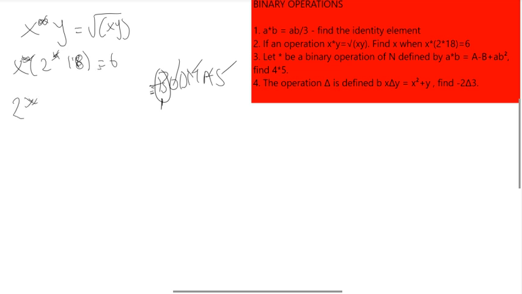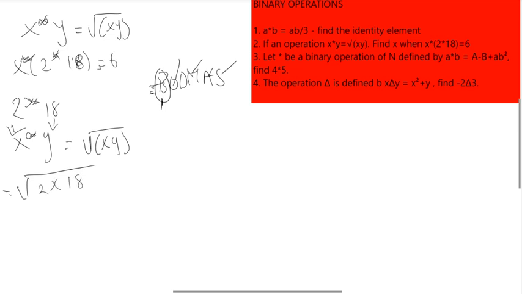So we have 2 asterisk 18, right? Well, this is x asterisk y, and this is equal to root xy. So we're going to put this one is representing x and this is representing y. That's going to be equal to root 2 times 18, and this is going to be equal to root 36, and this is going to be equal to 6. Very simple. So this is 6. So it means that everything here now is 6. So we're going to rewrite it. So we're going to be having x asterisk 6, and this is equal to 6.